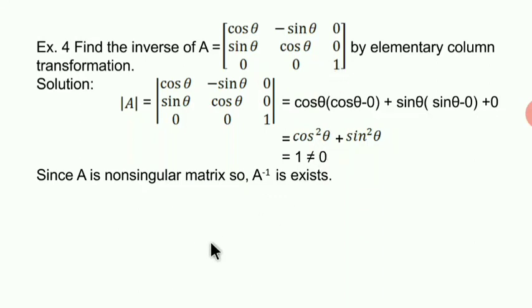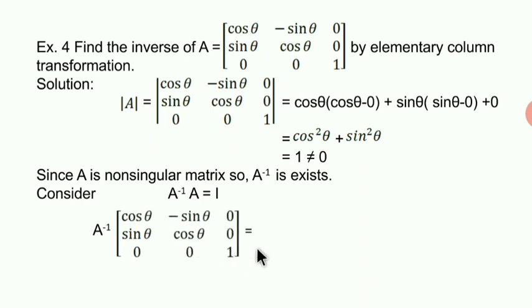Since we find the inverse by using elementary column transformation, we consider A inverse A is equal to I. Put here the value of A and I. So A inverse into the given matrix A is equal to the identity matrix of order 3.